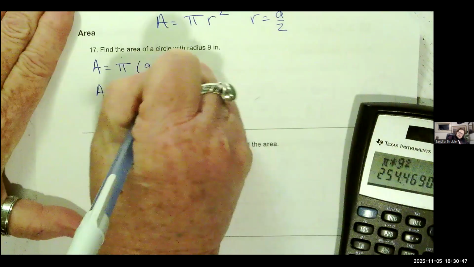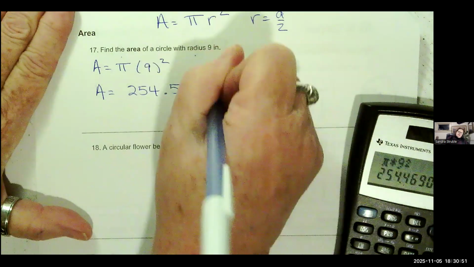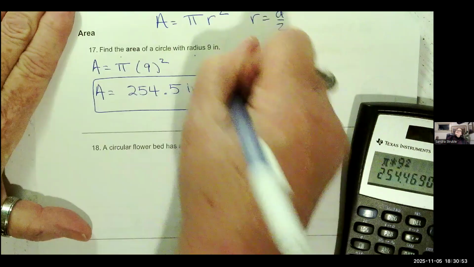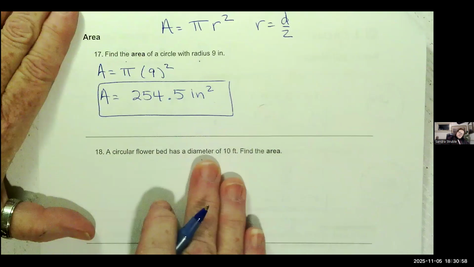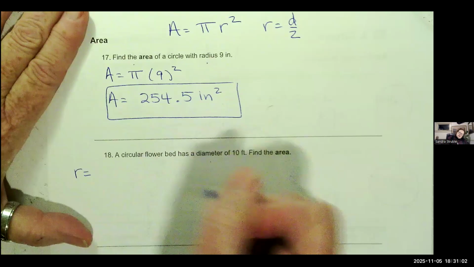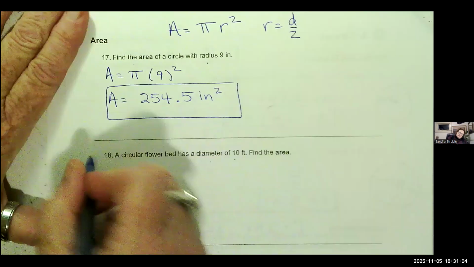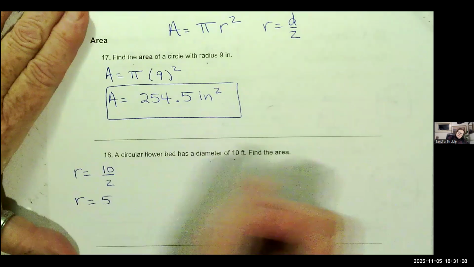My unit is inches squared, and the area is always squared. The next one is provided with a diameter. So I need to find the radius first before I can find the area. The radius is the diameter, 10, divided by 2. So my radius is 5 feet. Now I can find my area.